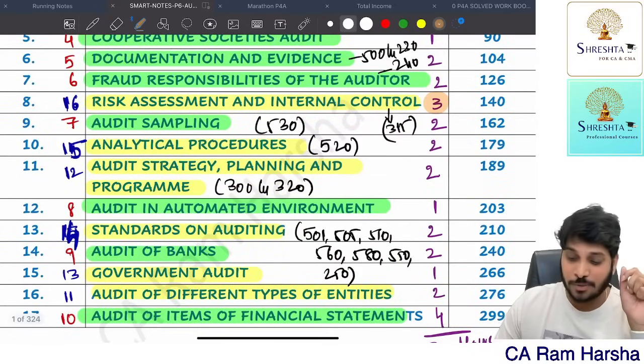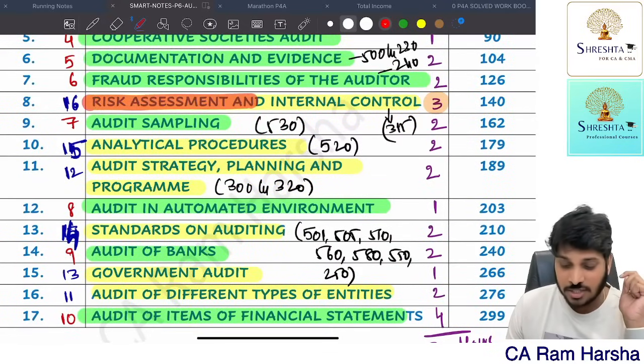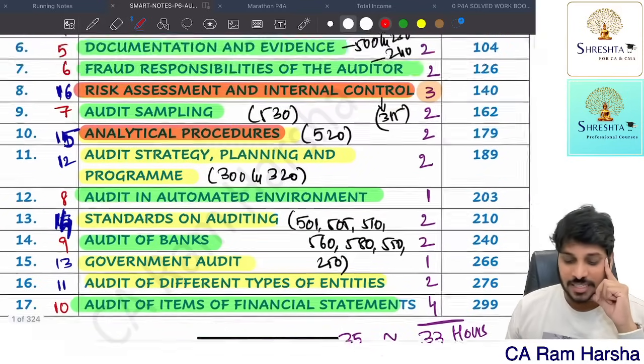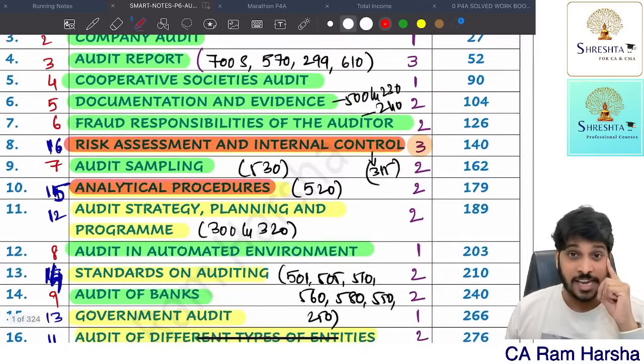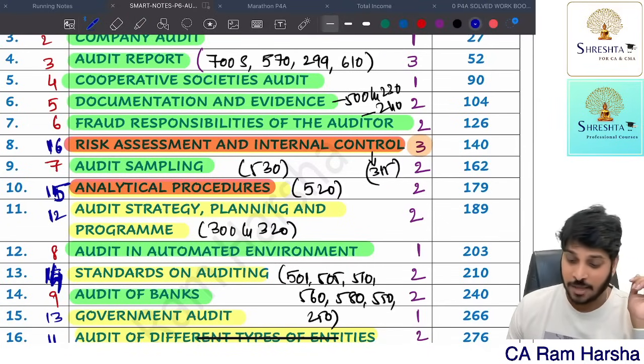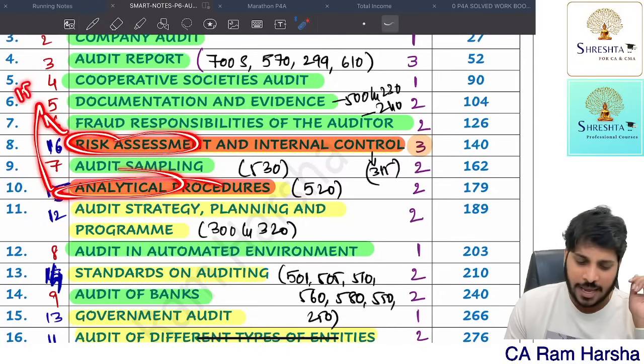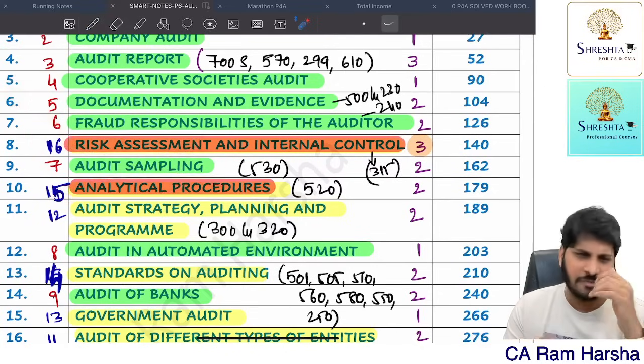If at all you ask me, sir, can I ignore any of these chapters? I suggest you ignore risk assessment and analytical procedure. That's it. These 2 chapters, I can tell you straight away, ignore. Not that no questions will come. No, it's not like that. Questions will come. I can confidently say from these 2 topics, risk assessment and analytical put together, I can expect 10 to 15 marks. Questions will come for sure.